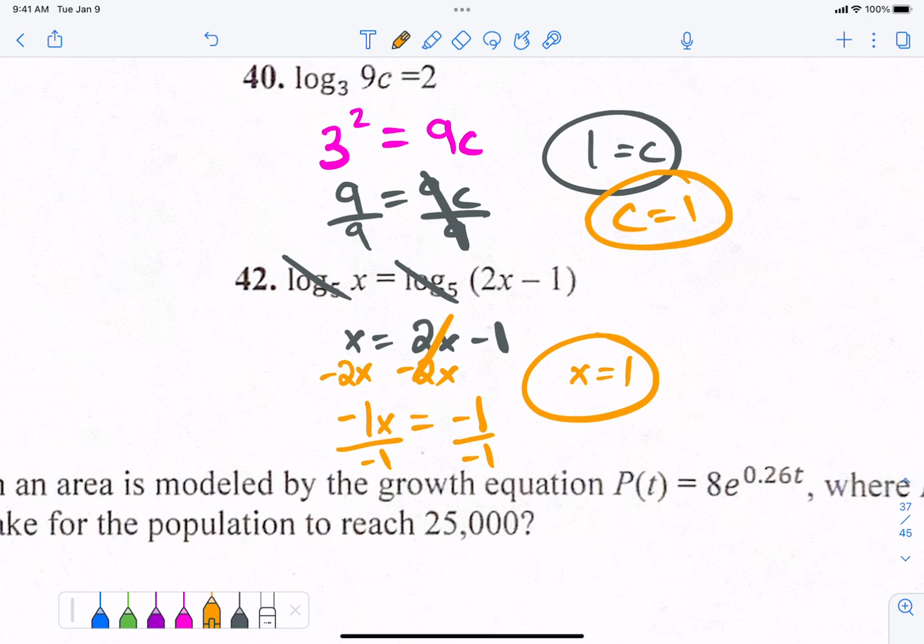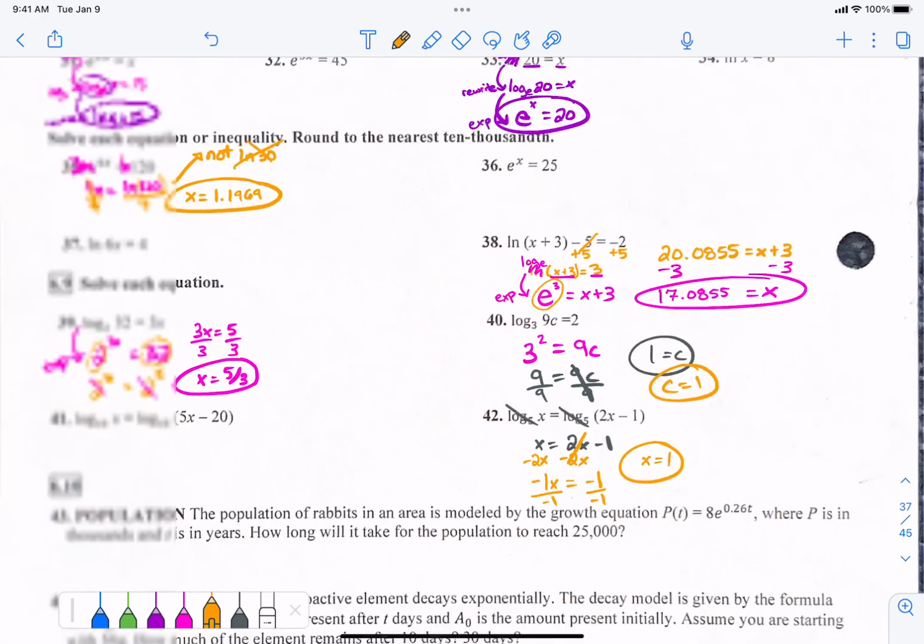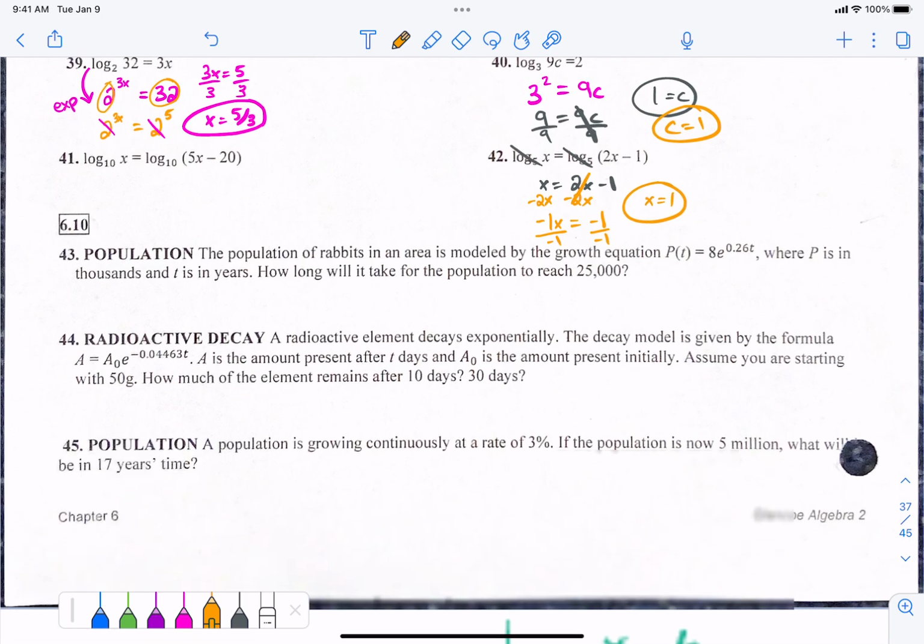Good. Now we just have story problems and we got lots of time left. Are there story problems on the test? Yes, of course. That's the whole reason why we're doing this whole chapter, is so you can solve story problems. All right, are we ready for story problems?